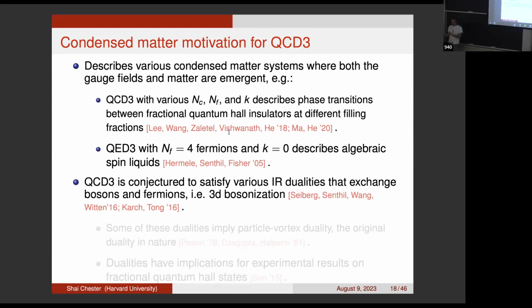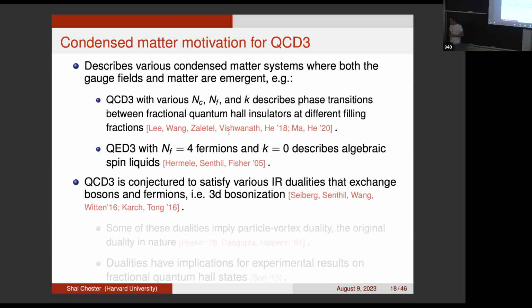Another reason to be interested in this class of theories, beyond their possible experimental realization, is the fact that they are believed to have dualities. As high energy theorists, we're used to duality. There are all kinds of supersymmetric theories that are dual, like Seiberg duality between different 4D gauge theories. This is kind of the first way people learned about confinement.